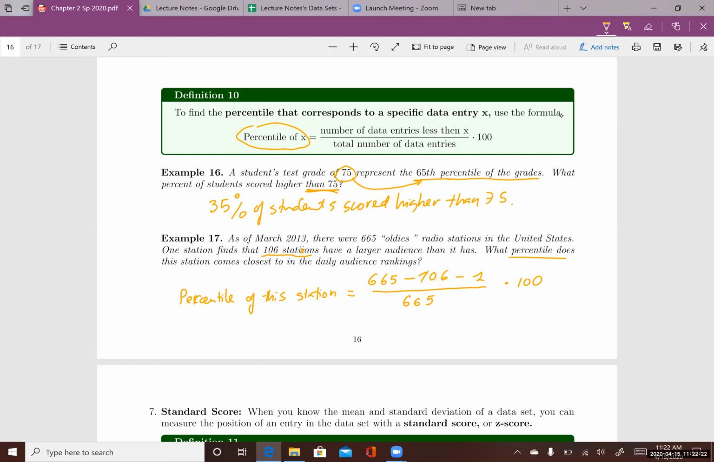And you would get the answer, it should be 83.9%. So you can round it to the 84th percentile.